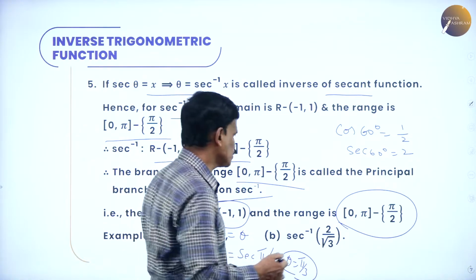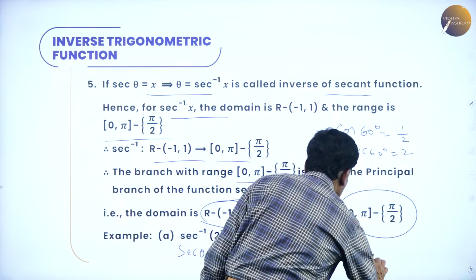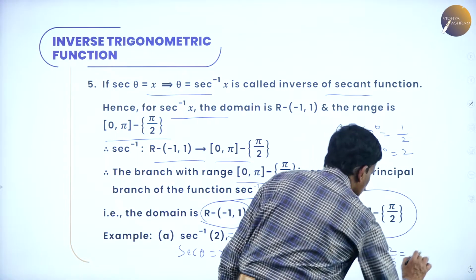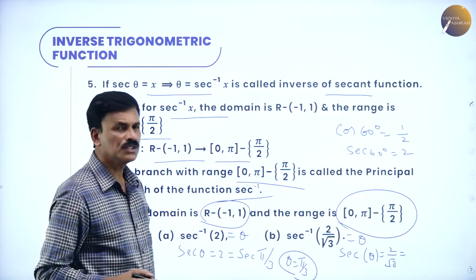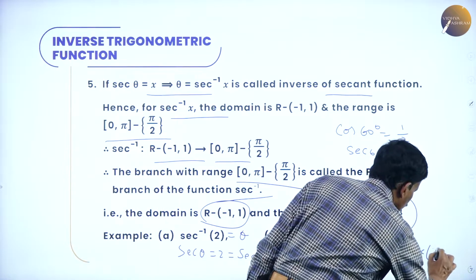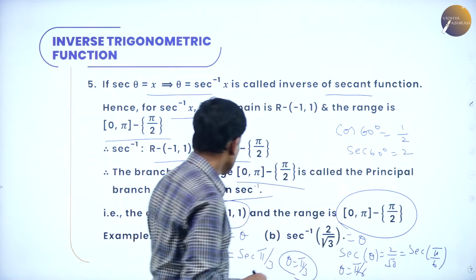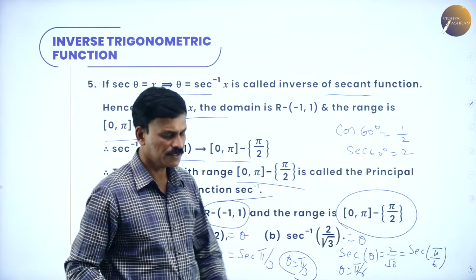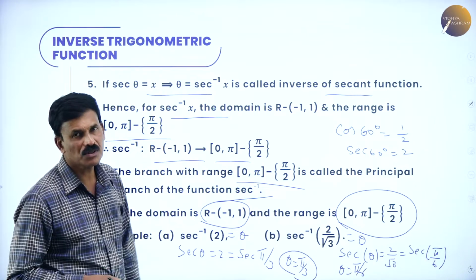Secant inverse of 2 by root 3. Suppose this is considered as theta, then secant theta is equal to 2 by root 3. This is the reciprocal of cos, root 3 by 2. So this is nothing but 30 degrees. So this is equal to secant of pi by 6. So here theta is equal to pi by 6. So for the previous case theta is pi by 3 and here pi by 6. That's it. Okay. So these are the values of secant inverse 2 and secant inverse 2 by root 3.